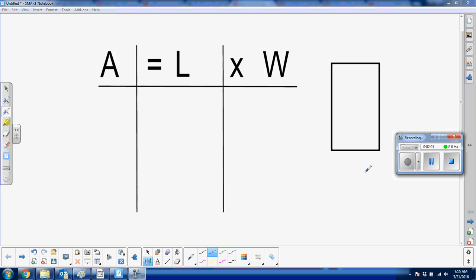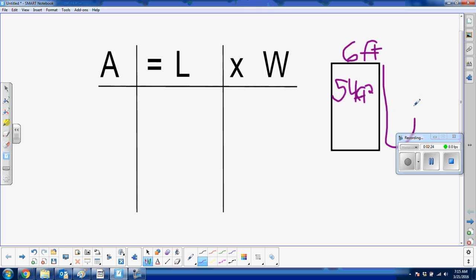Now, what if I did this though? What if I said that the area of my rectangle was 54 feet squared, and I said the side length of one of the sides was actually 6 feet. But here's the problem. I did not give you this right here. What exactly would you do?